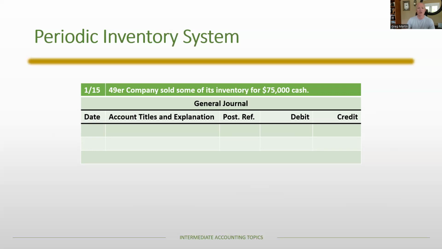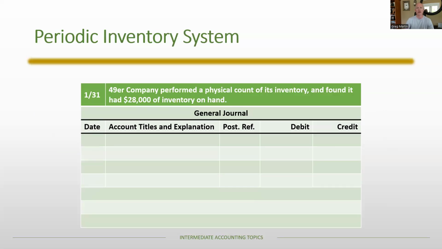And so whenever we have sales under the periodic system, the only thing we record is the sales portion. We do not record anything with the inventory itself. You record that sale, and then eventually we will figure out cost of goods sold, but it's an adjusting entry rather than something that we track with each sale.